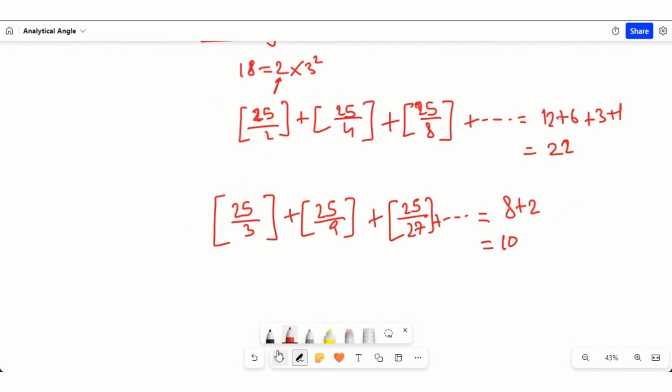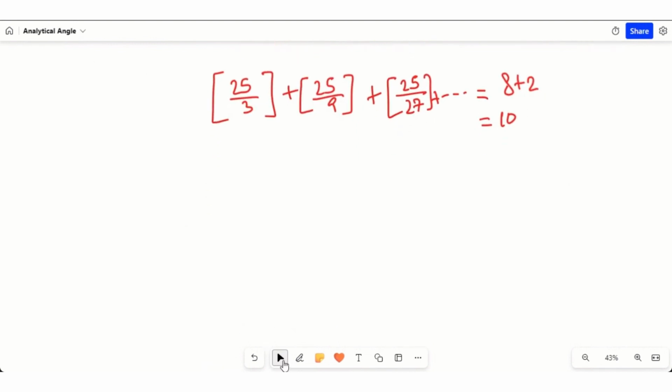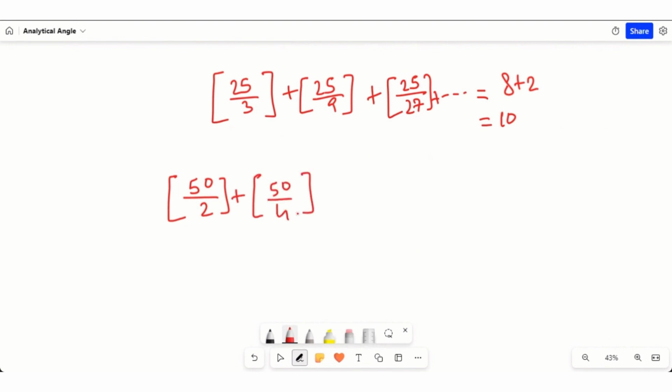The highest power of 2 that is contained in 50 factorial is equal to floor of 50 by 2 plus floor of 50 by 4 plus floor of 50 by 8 and so on, which is equal to 25 plus 12 plus 6 plus 3 plus 1, which is equal to 47.